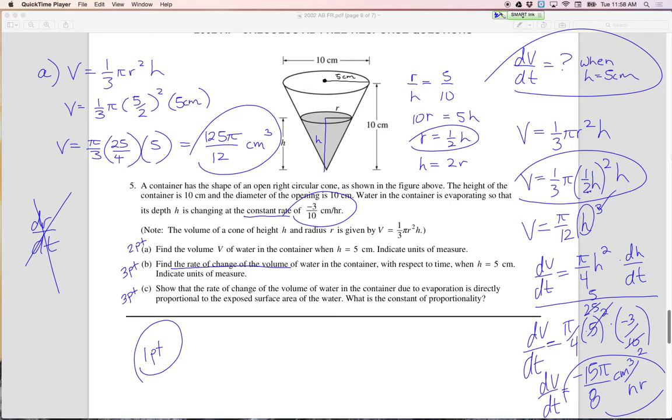So here's what it says in part C. It says show, so it wants to prove something. Show that the rate of change for volume. Now here's the key. Is it the rate of change for volume at a specific time or for all time? All time. You know why it's for all time? Because they didn't give you a specific time. They didn't say when h equals 5. So they want you to show that the rate of change for volume of water in the container due to evaporation is directly proportional to the exposed surface area of the water. And then they want you to identify the constant of proportionality.